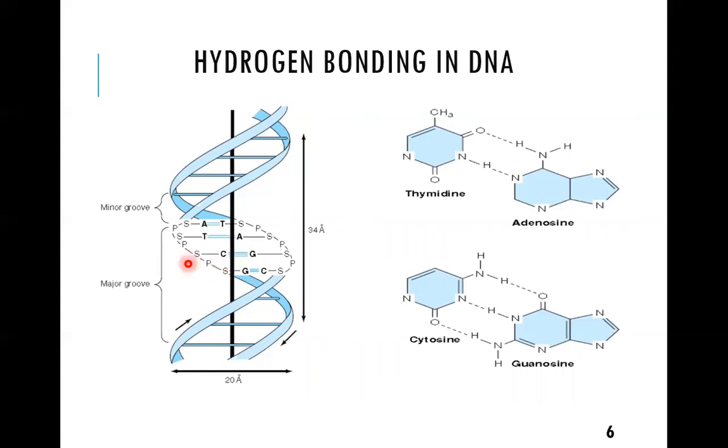The double strand DNA contains a major groove and a minor groove. The distance between major grooves is 34 angstrom.